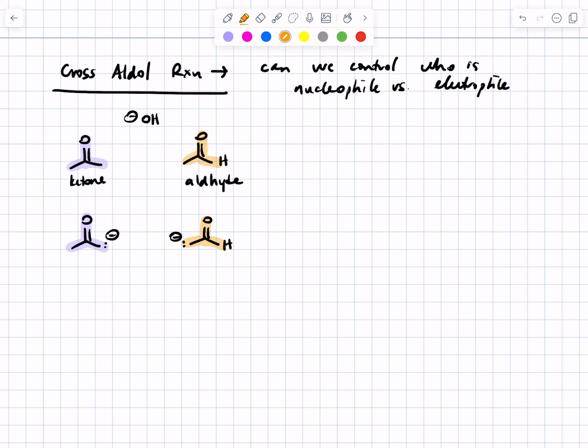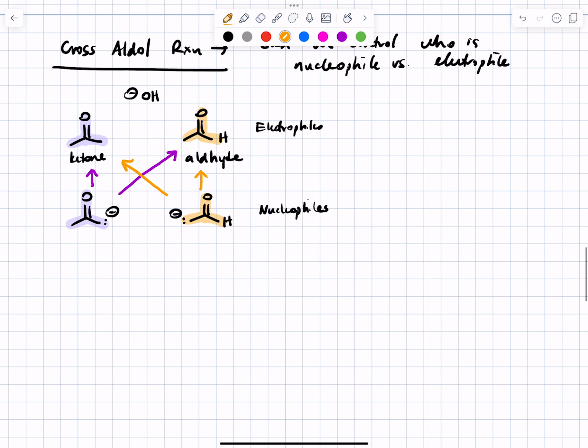The issue here is that the ketone enolate can react with the ketone to give me what I will call a self-aldol product. But the ketone enolate could also react with the aldehyde electrophile to give me a cross-aldol product. In what we're doing, the things on the bottom are nucleophiles, and the things on the top are electrophiles. And of course, I'm also worried about the aldehyde enolate attacking the ketone electrophile. The aldehyde enolate could also attack the aldehyde electrophile to give me a self-aldol product. In other words, I'm expecting to get two self-aldol products and two crossed aldol products.